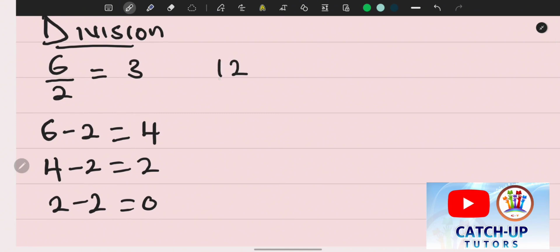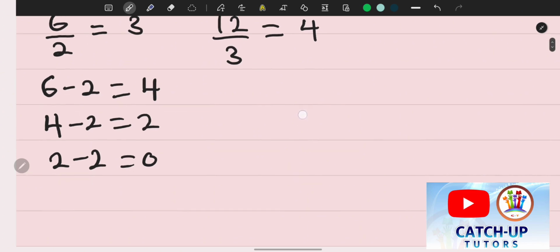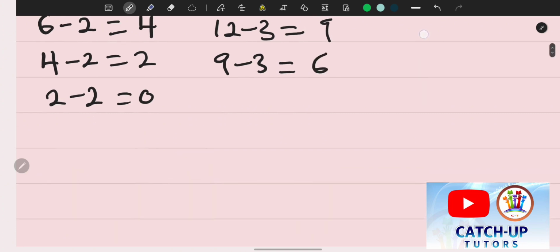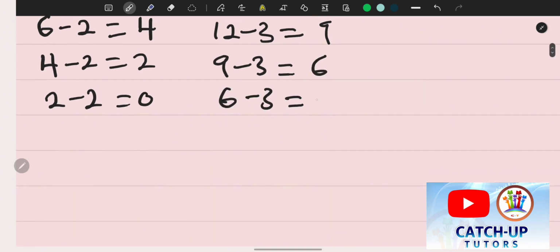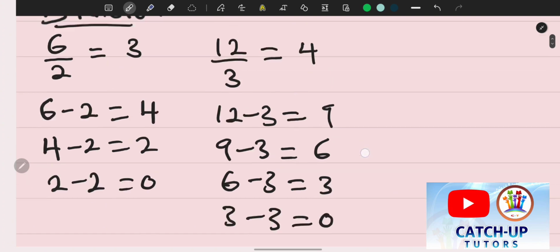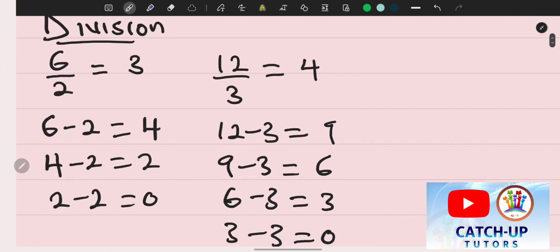Let me consider another example. Let's say we have 12 divided by 3. This is 4, which means you obtain a remainder of 0 after the fourth iteration. Let's check that. 12 minus 3 is 9, then 9 minus 3 is 6, 6 minus 3 is 3, and 3 minus 3 is 0. When you count this, you have 1, 2, 3, 4. You can see we obtain 4 here as well.